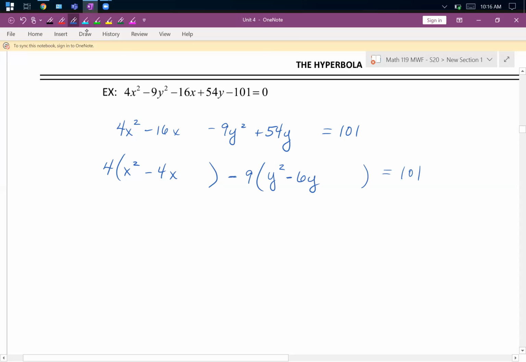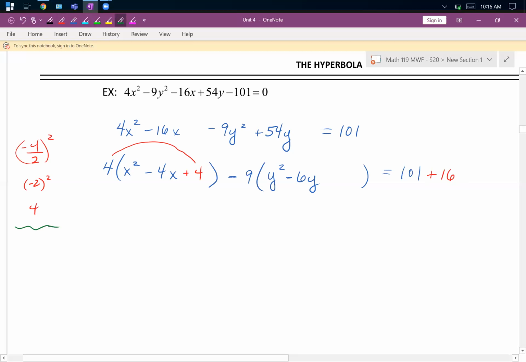And now we can complete the square. So starting with the x, negative 4 divided by 2 squared is 4. So we're going to add in our 4. What do we end up adding to the other side? 16. Remember, you got to distribute that. And we'll add our 16.